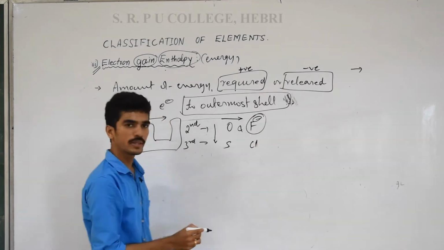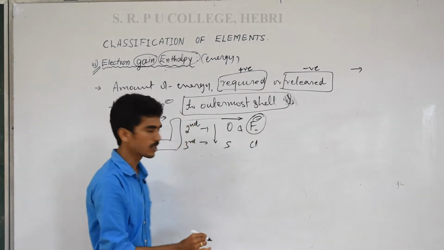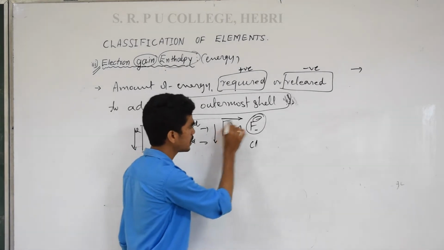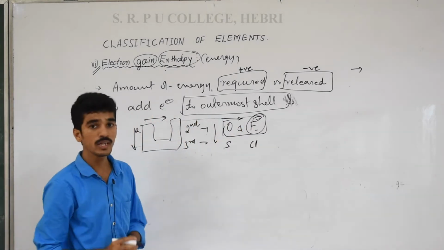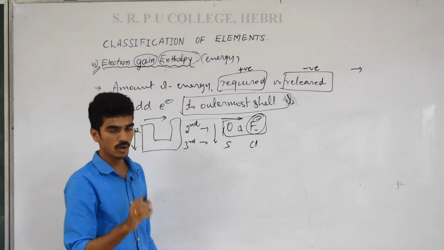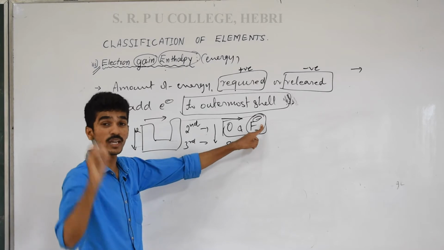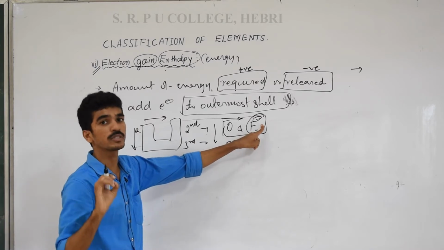So in this order, fluorine should have the highest electron gain enthalpy, and it should decrease down the group, but there is a change in this. According to the law, or according to the concept, fluorine should have the highest electron gain enthalpy, but that is not possible. Why?